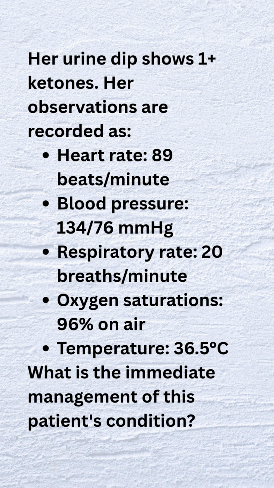Her observations are recorded as heart rate, 89 beats per minute. Blood pressure, 134/76 millimeters of mercury. Respiratory rate, 20 breaths per minute. Oxygen saturations, 96% on air. Temperature, 36.5 degrees Celsius. What is the immediate management of this patient's condition?